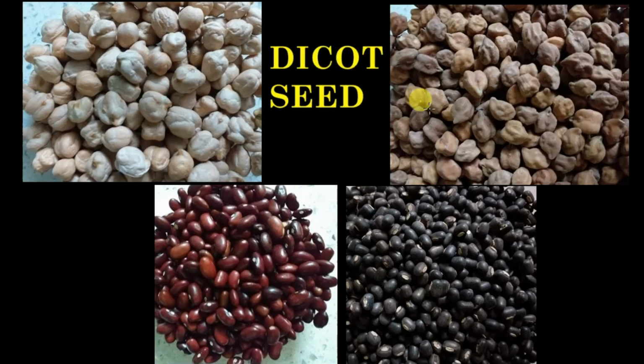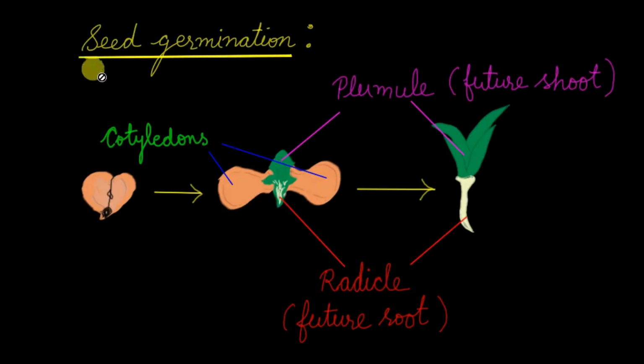But the purpose of reproduction has not been completed yet, because reproduction is producing new individuals. How will these seeds give rise to new individuals? That is followed by a process known as seed germination. So what happens in seed germination?